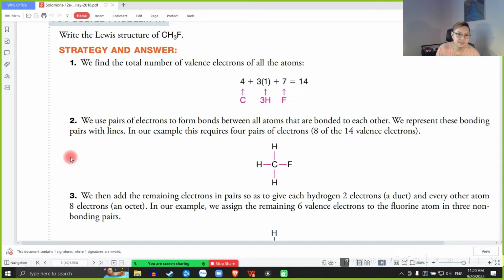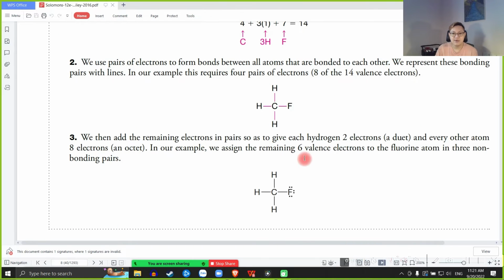We represent these bonding pairs with lines like this. So in our example, this requires 4 pairs of electrons. Every one of these lines is a bond. So 4 of them times 2, that's 8 electrons, right? Yeah. So 8 of the 14 that we know from here. So where's the other 6?